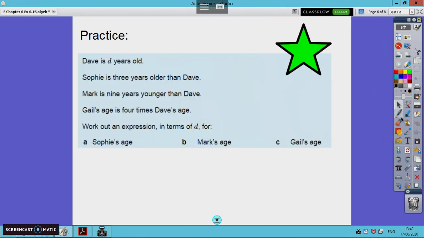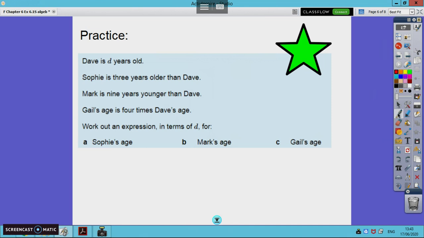Here's just a little extension for us today. Sometimes you'll get these sorts of questions, but as a story, when they like to give you a few sentences and it's like a story, but you've got to do the maths behind it. So Dave is D years old, Sophie is 3 years older than Dave, Mark is 9 years younger than Dave, and Gail is 4 times Dave's age. Work out an expression in terms of D for Sophie's age, Mark's age, and Gail's age.